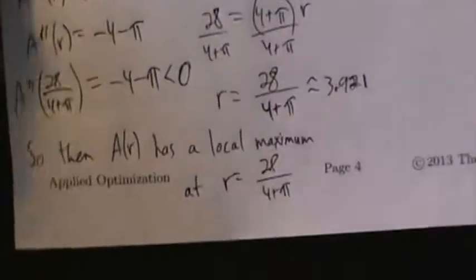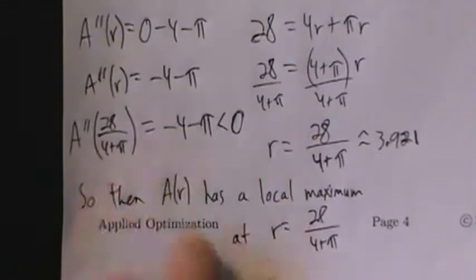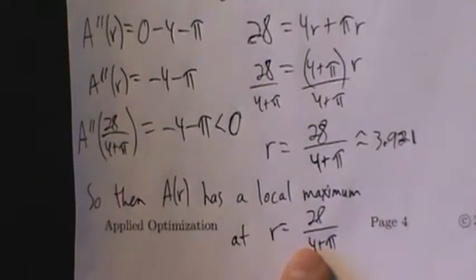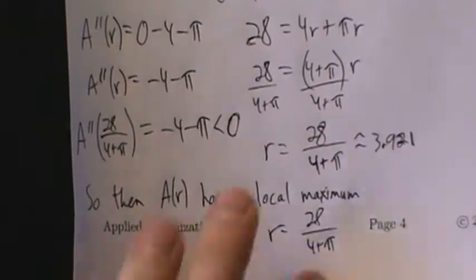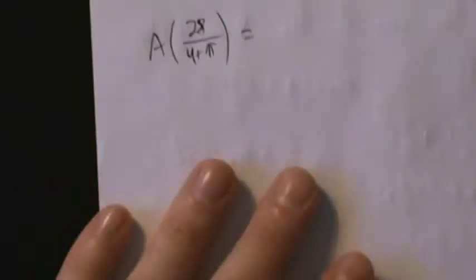And we know, okay, we just found out from the second derivative test that that happens when r is 28 over 4 plus pi. That's what the second derivative test just told us. So now we want to find out what is the actual maximum area. So we take this value of r that gives us the maximum area and we stick it into the area equation to get the actual maximum area. Okay, so that's what we're doing over here.